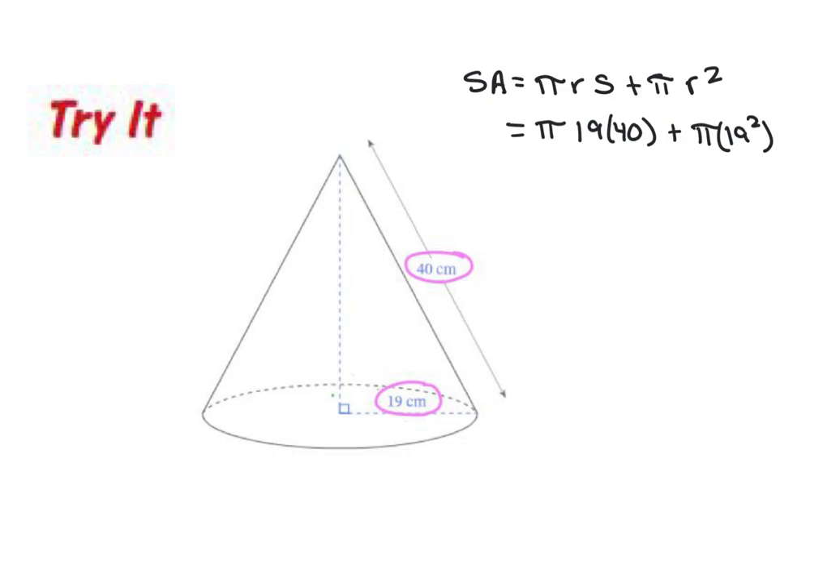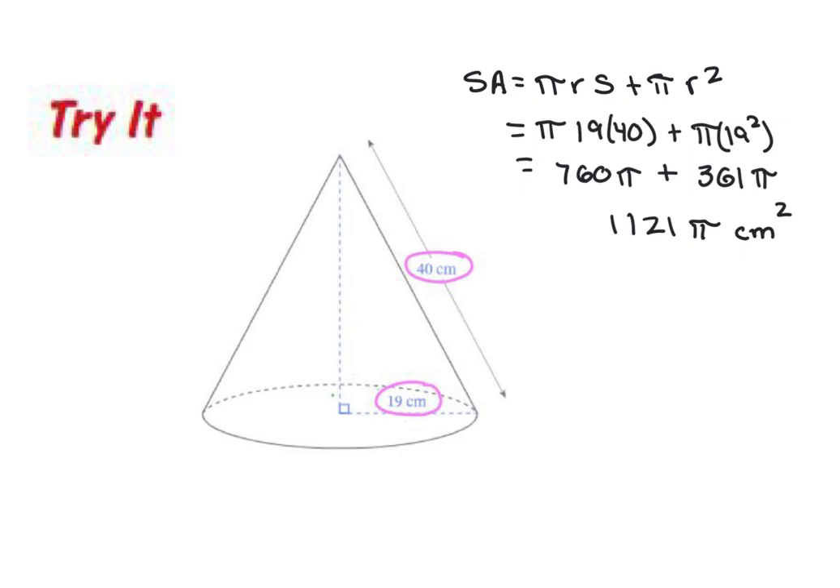19 times 40 is 760 pi. 19 squared is 19 times 19, so that's 361 pi. And 361 plus 760 is 1,121 pi centimeters squared.